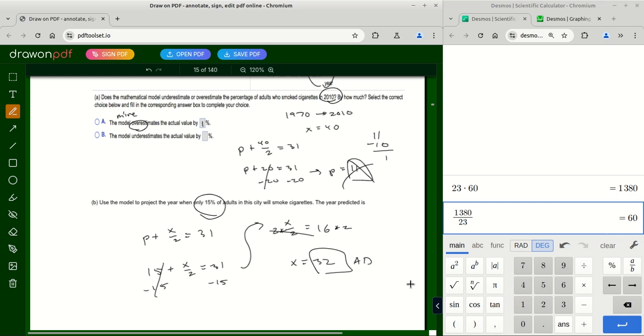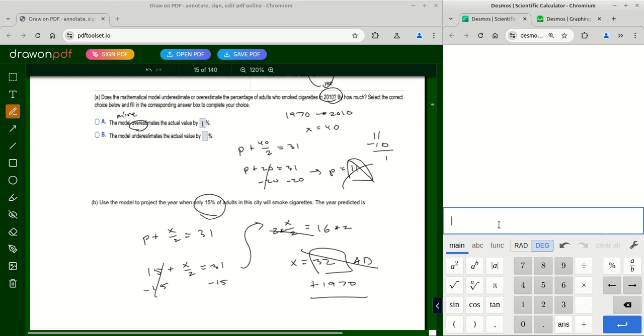Haha, 32 AD, right? No. It says in what year, and we started in 1970. And so you got to use some math. Aha. 2002 AD. They don't have AD in my math lab, but I'm telling you, that's what they're saying. What year? We're talking like the year, not how many years. Okay, so the year. Okay, cool.